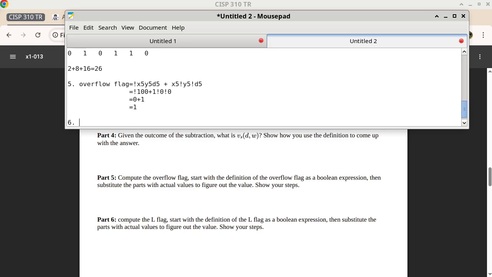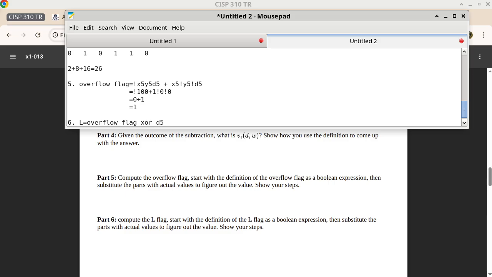And number 6, compute the L flag. Start with the definition. Once again, you can look it up in the previous one. So the L flag is the overflow flag. Overflow flag. I'm spelling it out just to be consistent. And then we have exclusive OR. I can't really use the circle with a plus inside when I'm using just a plain text editor, but that's exclusive OR with the sign flag of the difference. So in this case, that would be D5.